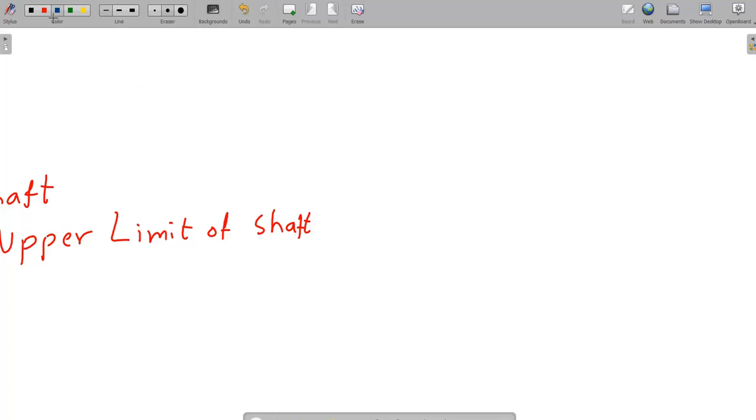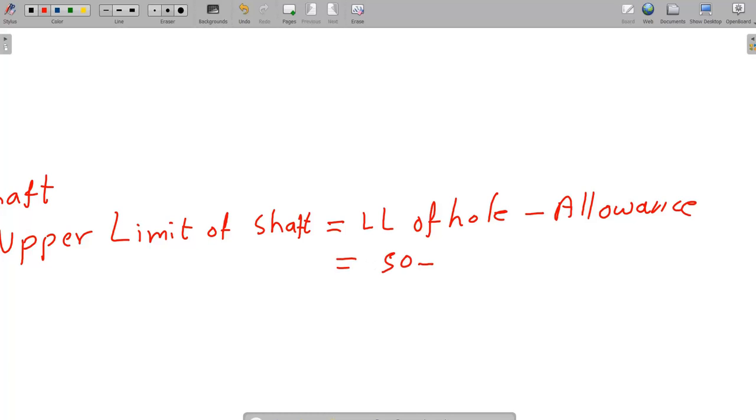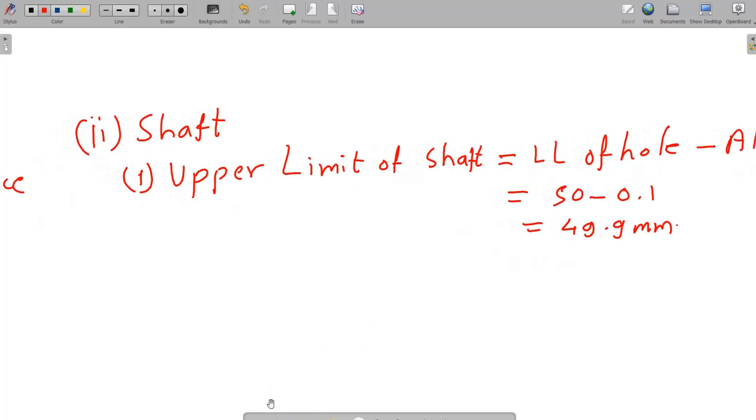Upper limit of a shaft will be equal to 50, it is the lower limit of hole minus allowance. So lower limit of hole was 50, minus 0.1, the allowance was 0.1, so 49.9 mm. So this is your upper limit of shaft. Now you have to find the lower limit of a shaft.